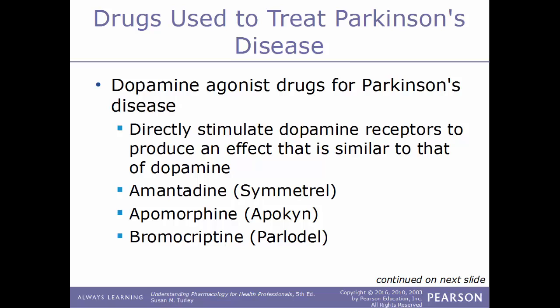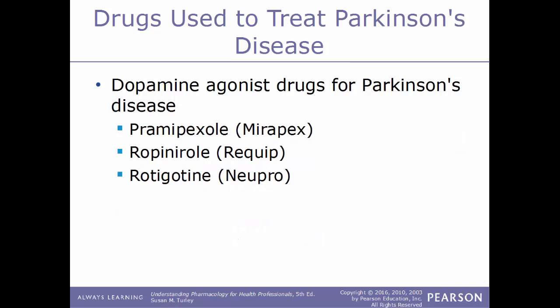Another kind of drug that could be used are dopamine agonist drugs. Now these directly stimulate dopamine receptors to produce an effect that is similar to that of dopamine. Some examples of this kind of drug: amantadine, which is sold under the brand name Symmetrel; apomorphine, sold under the trade name Apokyn; bromocriptine, sold under the trade name Parlodel; pramipexole, sold under the brand name of Mirapex; ropinirole, sold under the brand name of Requip; and rotigotine, which is sold under the brand name of Neupro.